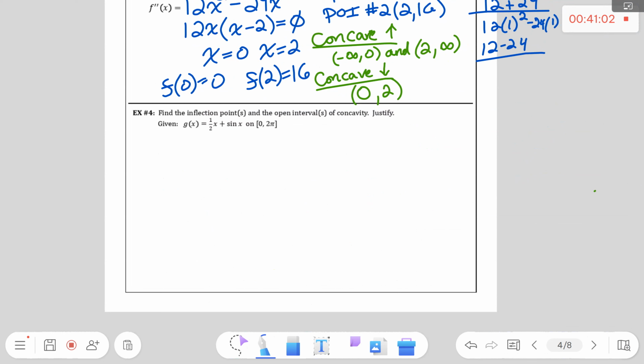Let's try this out. Okay. g prime of x is going to be what? 1/2, that's the easy part. Derivative of sine is cosine x. Cool. Double prime: derivative of cosine is negative sine. Aren't we so thankful we remember those derivatives?